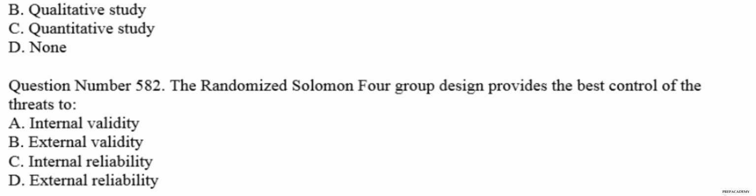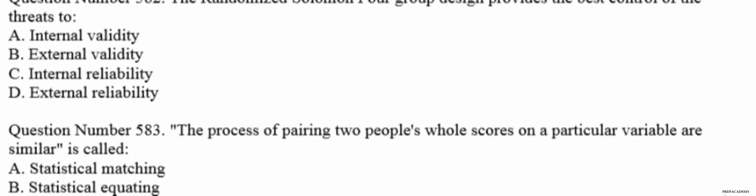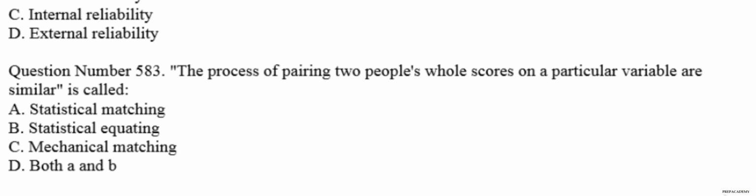Question number 582. The randomized Solomon four-group design provides the best control of the threats to A. Internal validity. B. External validity. C. Internal reliability. D. External reliability. The correct answer is option A. Internal validity. Question number 583.